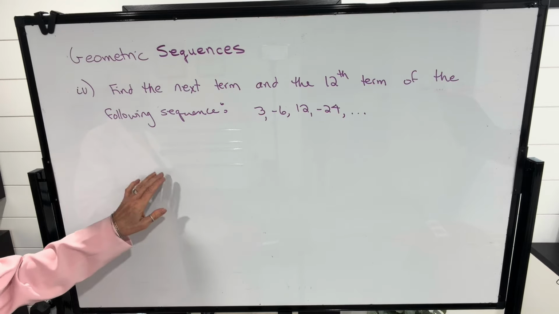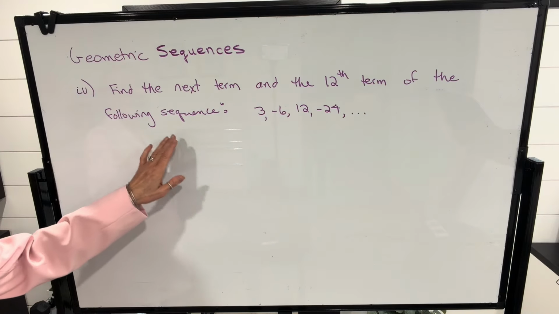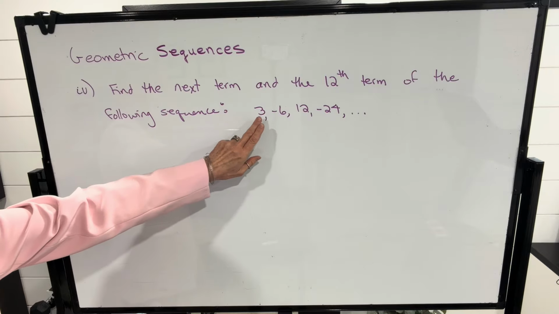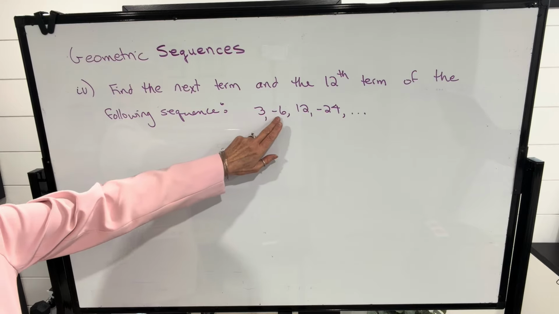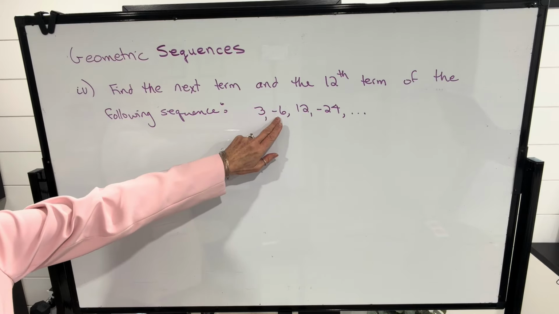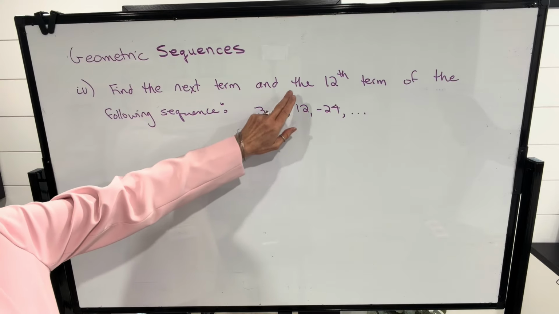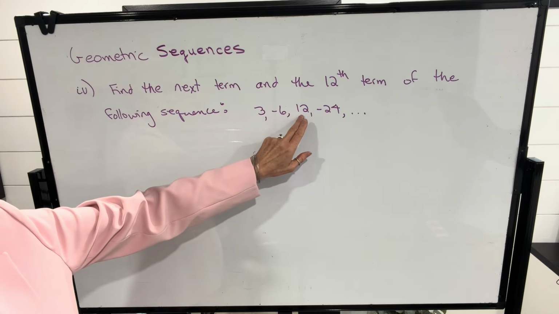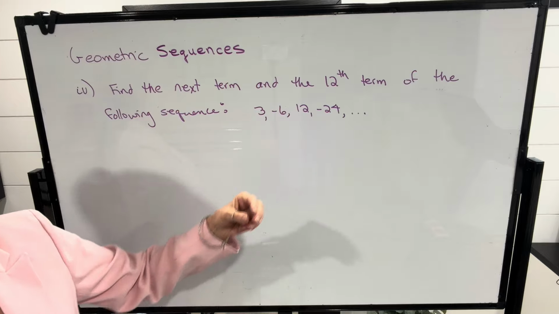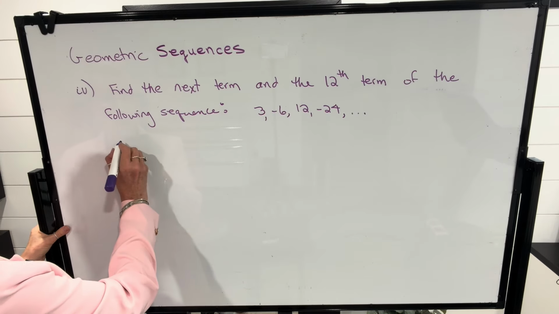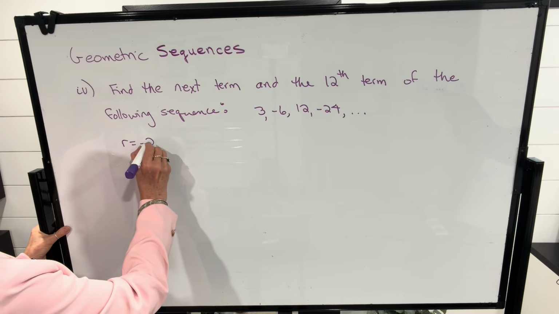Our next example says find the next term and the 12th term of the following sequence. So if we take a look, to get from 3 to -6, we multiply by -2. If we multiply -6 by -2, we get 12. 12 times -2 is -24. So it is a geometric sequence, and our common ratio is -2.